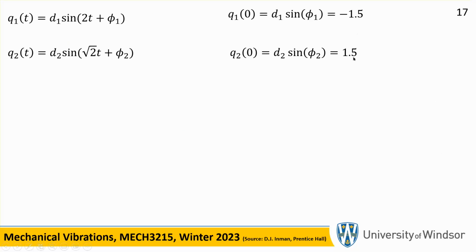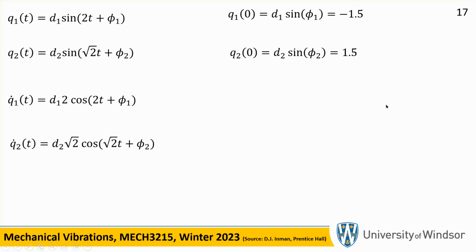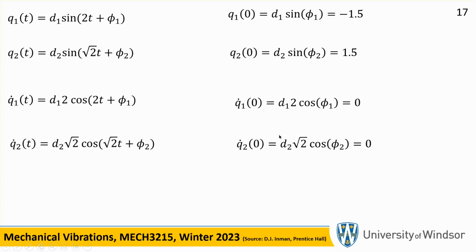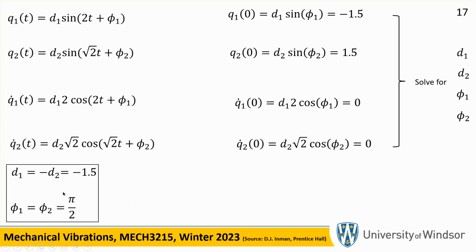Okay, so I worked it out. This is very simple. Just literally write these down. There are 4 equations for 4 unknowns: D1 and phi1, D2 and phi2. These are the 4 equations. Solve for D1 and D2 and phi1 and phi2. 4 equations, 4 unknowns, and you're going to get this.